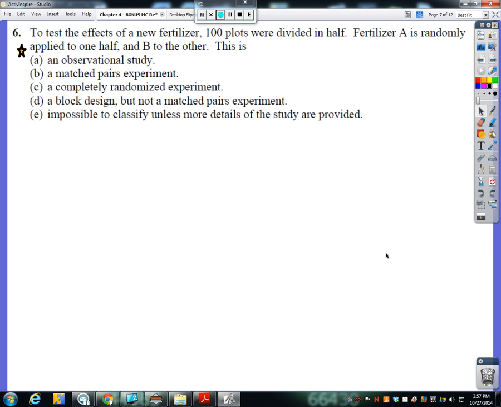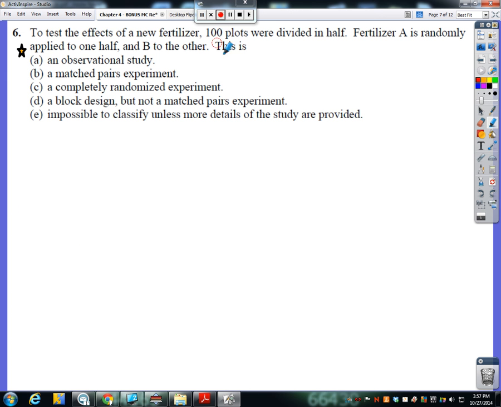6. To test the effects of a new fertilizer, 100 plots were divided in half. Fertilizer A is randomly applied to one half and B to the other half. This is what type of experiment or study here?